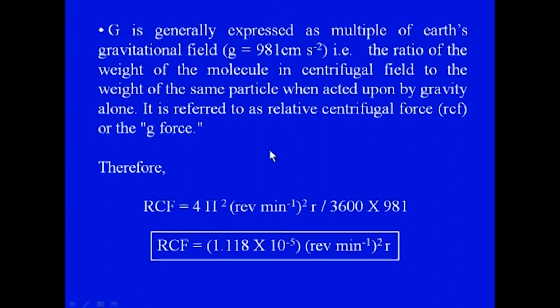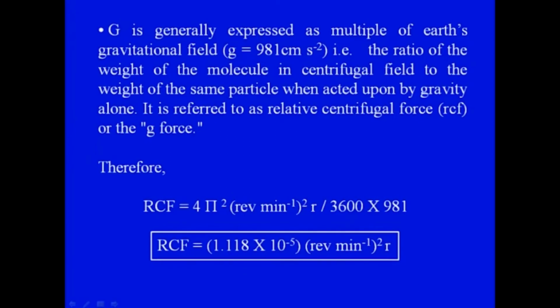Now G, or the centrifugal field, is generally expressed as multiples of Earth's gravitational field. Earth's gravitational field is all the time present, which is 981 centimeter per second square, and it is the ratio of the weight of the molecule in centrifugal field to the weight of the same particle when acted upon by gravity alone.